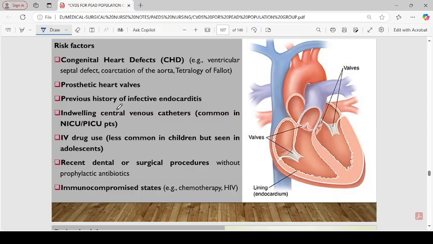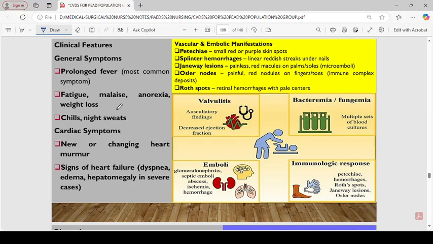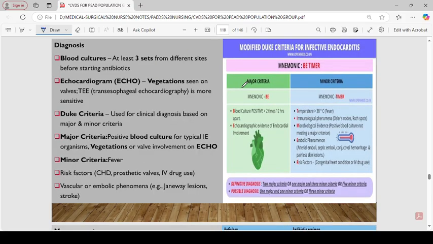Recent dental or surgical procedures without prophylactic antibiotics and immunocompromised states like chemo and HIV. So we normally have endocardial injury, which leads to bacterial adhesion and vegetation build up that result in embolization and tissue damage. Patients with endocarditis are going to present with prolonged fever, which is the most common symptom. And then we have fatigue, malaise, anorexia, chills, night sweats. Cardiac symptoms like new and changing heart murmurs, signs of heart failure, dyspnea, edema are also very, very common.